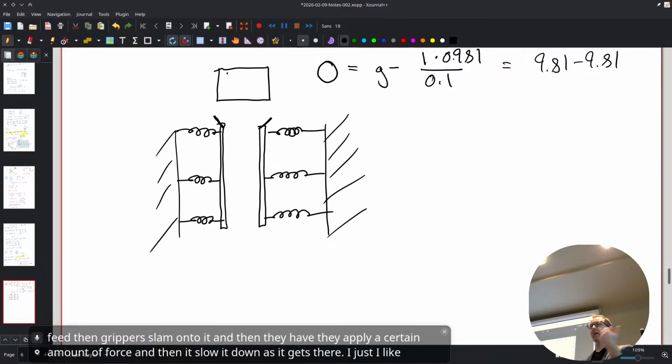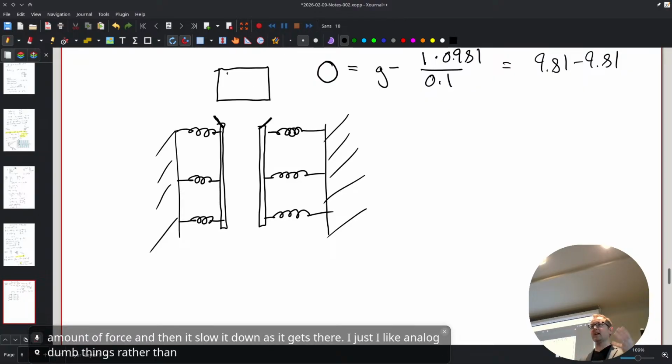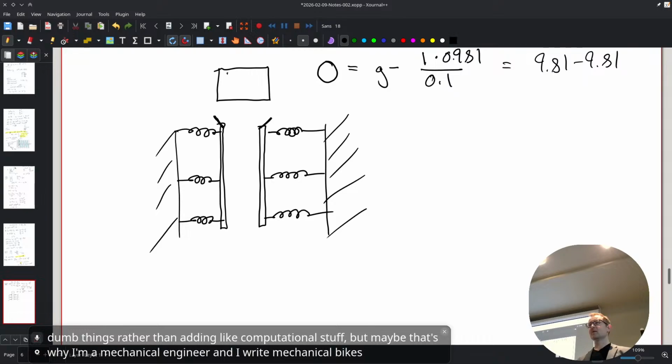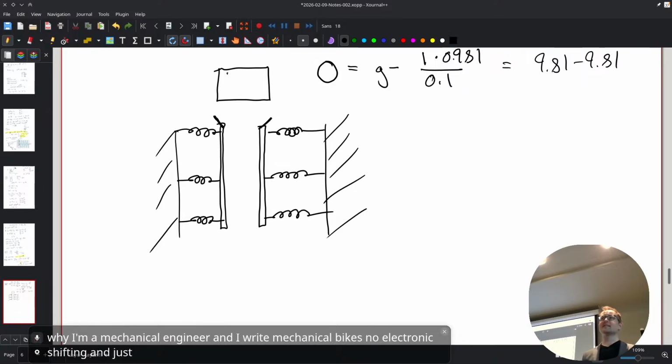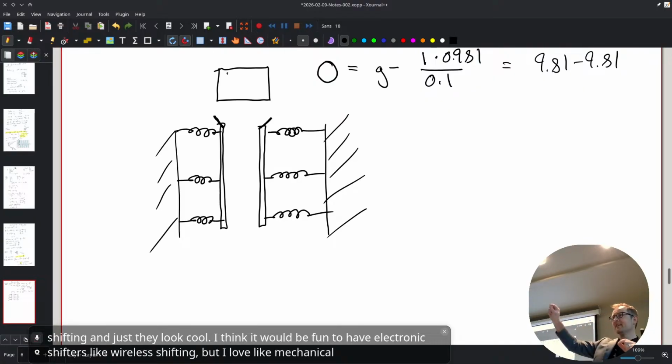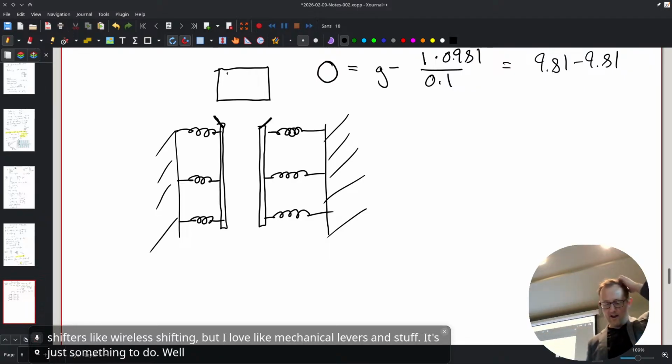I like analog dumb things rather than adding computational stuff, but maybe that's why I'm a mechanical engineer and I ride mechanical bikes. No electronic shifting. They look cool. I think it would be fun to have electronic shifters, like wireless shifting, but I love mechanical levers and stuff. It's just something to do while I ride.